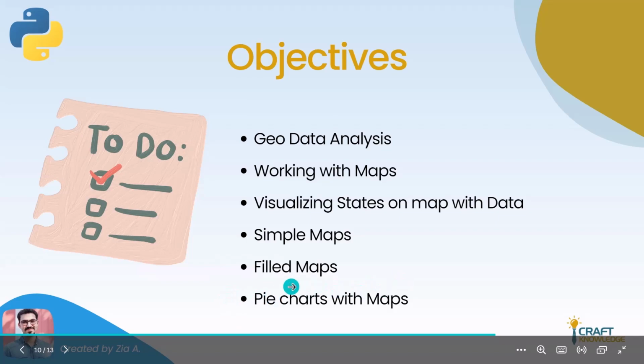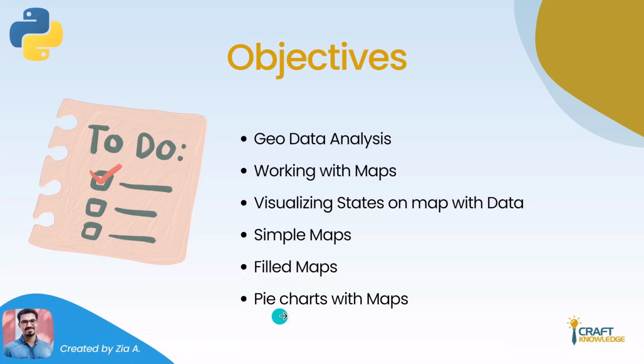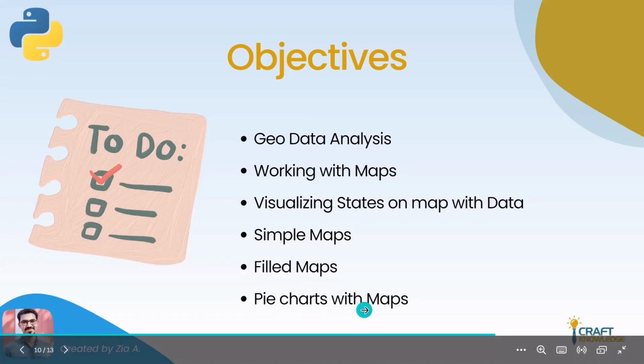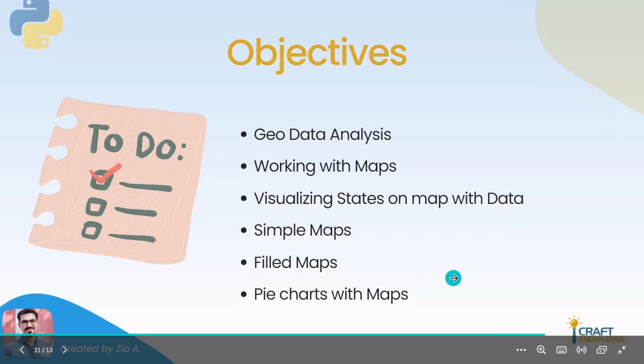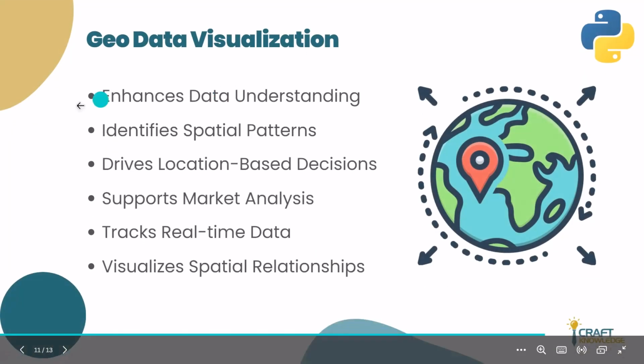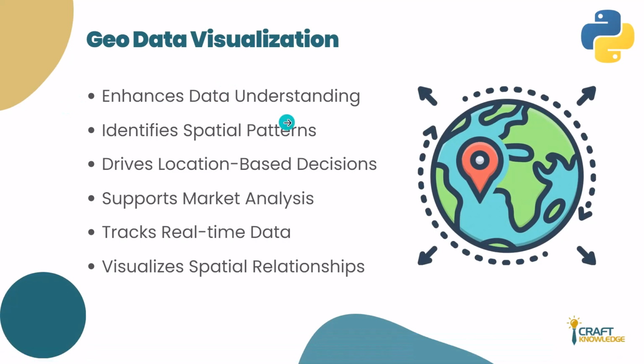So we have pie charts. We have already studied pie charts. When we want to visualize 5 to 6 categories of data, it is a good data visualization tool. So we'll see how we can combine these pie charts with the maps, right? So let's see first of all what is geo data visualization and how it can help us in extracting the best knowledge for business intelligence.